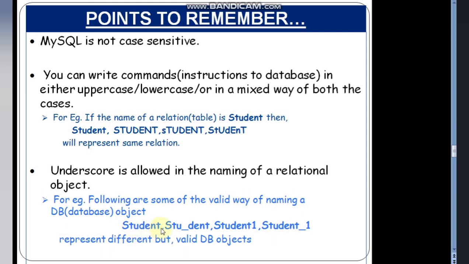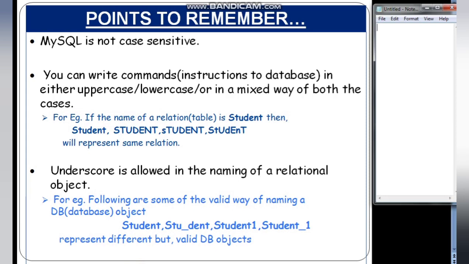Now let us take this example. Suppose student is the name of one database object, one table. Now stu underscore dent is another table. These two are not the same table. Again, if you write student1, this is another table. Student underscore 1 represents another database object. Let us consider them as tables only.